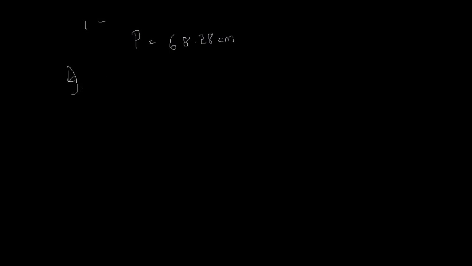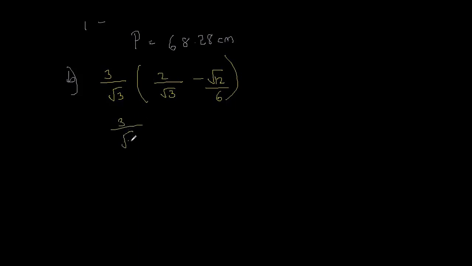You were asked to express 3 over root 3 into bracket 2 over root 3 minus root 12 over 6. You're asked to express this and simplify without using calculators or tables. So let's open up the brackets. I have 3 over root 3 into 2 over root 3, minus 3 over root 3 into root 12 over 6.